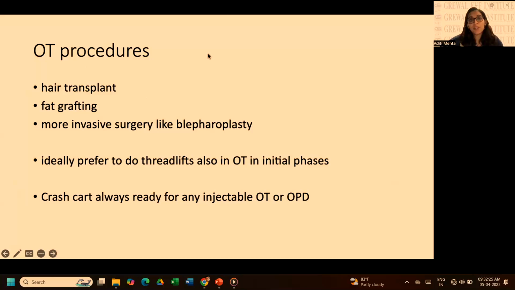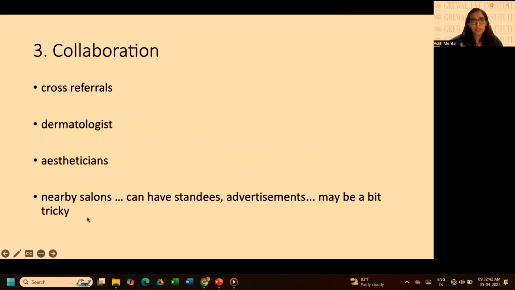Some procedures which should be strictly done in the OT include the hair transplant, the fat grafting, and of course invasive surgery like blepharoplasty. Ideally, you should also prefer to do the thread lifts in the OT in the initial phases. But whether you're doing a procedure in the operation theatre or the OPD setup, a crash cart should always be ready for any injectable procedure.